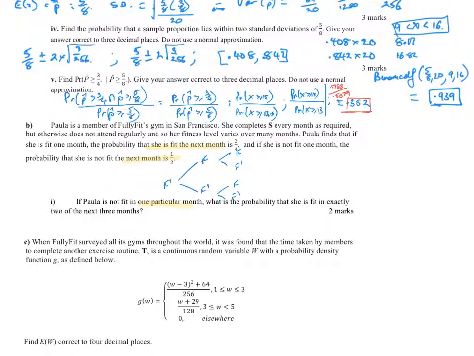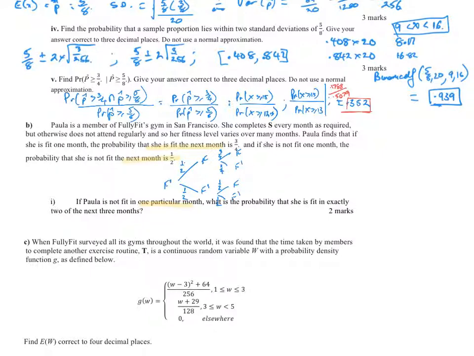Which means if she's not fit, the probability of her being fit the next month, let's see, the probability that she is not fit the next month. If she is not fit one month, the probability that she's not fit the next month is 1/2. So not fit into not fit is 1/2, so fit into fit, sorry, not fit into fit has got to be 1/2 as well. But if she's fit, the probability that she's fit again is 3/4. Okay, so that's our little structure.